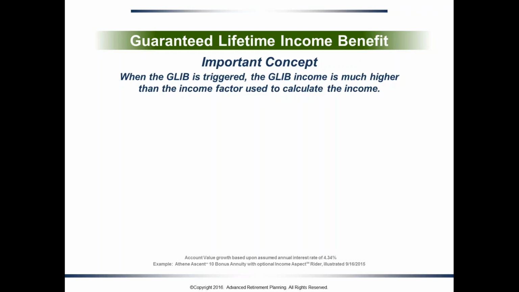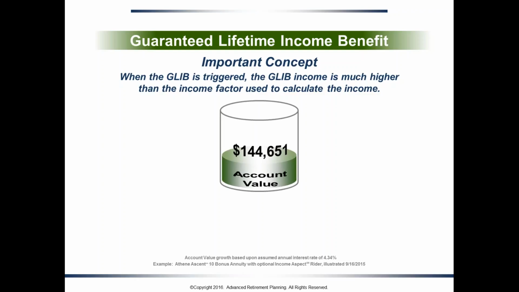Now, here's an important concept when we're talking about these GLIBs, and I like to bring this up because most agents undersell the value of GLIBs. And that is because when we trigger that GLIB, the amount of the income relative to either the premium or the account value is higher than the income factor that's used for that income.